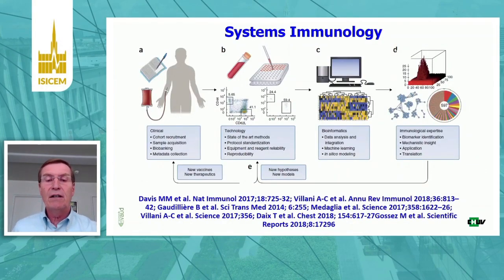This slide shows what we can do at present. We can get clinical data. We can get information from omics technology about various biomarkers and parameters. We can use bioinformatics and immunological expertise to try to identify either phenotype or endotype from patients.